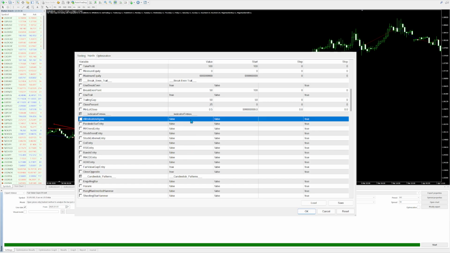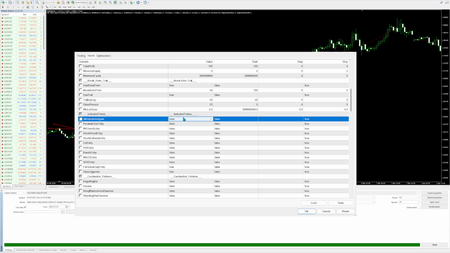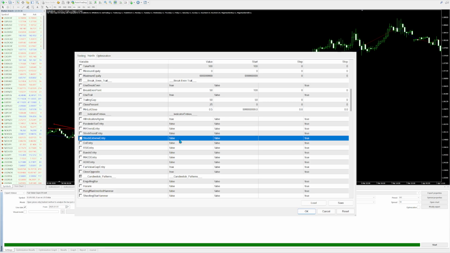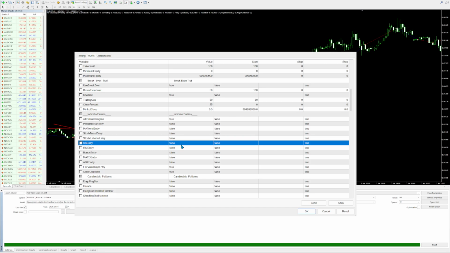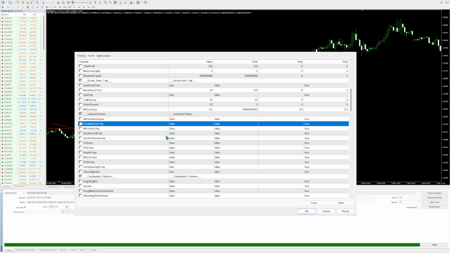So all indicators agree. So these are the indicator entries, or the triggers as I call them. So this is a trigger for the entry and the exit. If all indicators agree is set to true, all of the triggers that you set to true must be in agreement for there to be an entry or an exit. If you set it to false, then anytime one of these has a trigger, the EA can take a trade, regardless of whether the others agree.